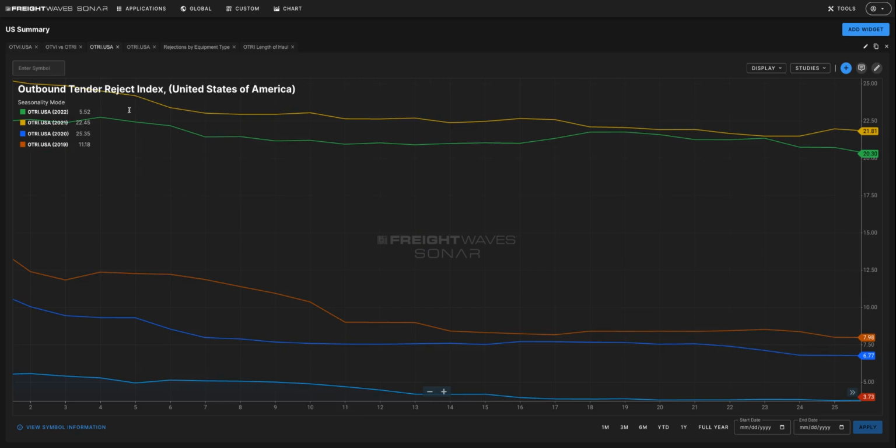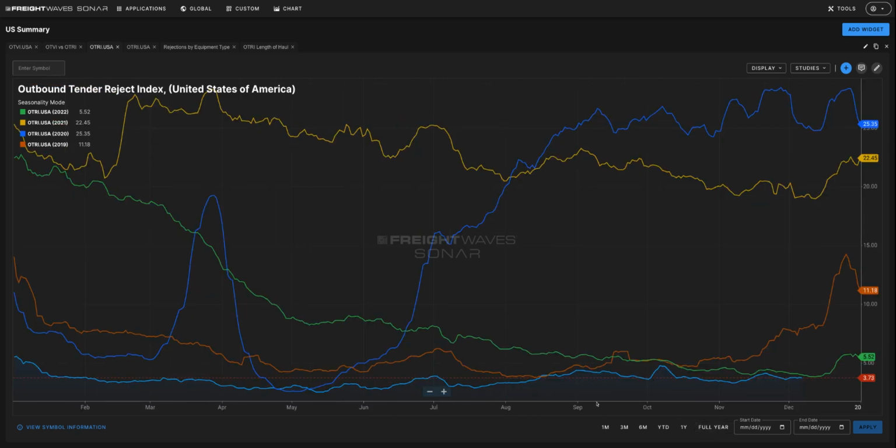The next chart I'm going to show you is the rejection. So this is going to show you the actual percent of freight that's being rejected in the country right now. When you're looking at this, you can think of this as the carrier sentiment towards the marketplace. If they are rejecting more freight, they're feeling some type of tightening in the marketplace. They're feeling like there's better options.